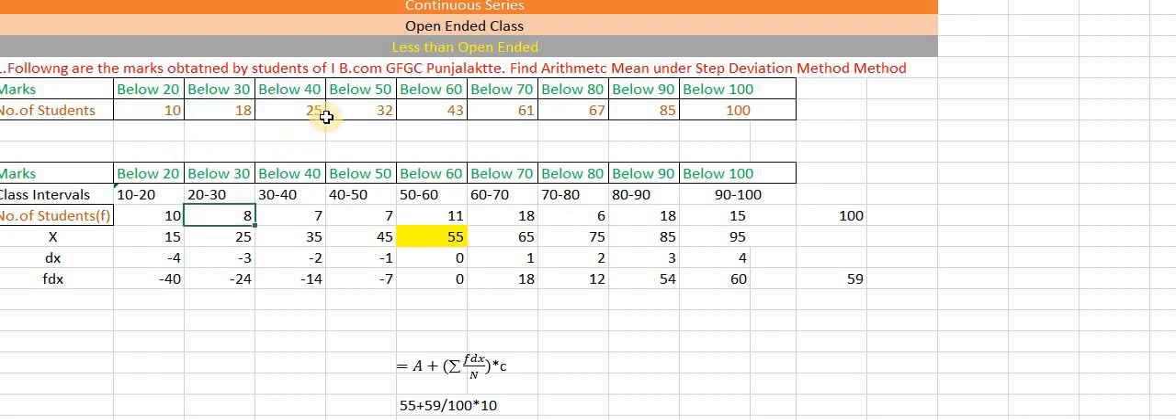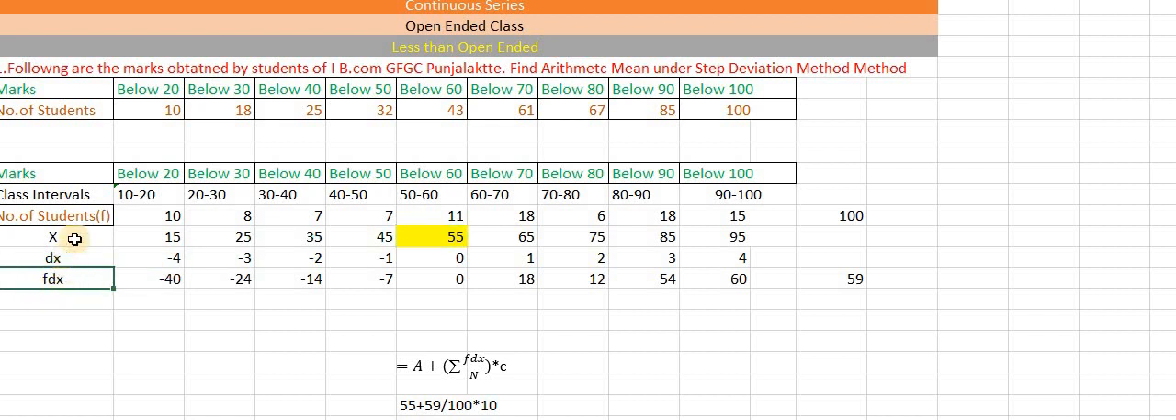18 minus 10 is 8, 25 minus 18, 7, 32 minus 25, 7. Like that we are going to find out the number of students or frequency for each individual class interval. After that we need to find out the x. X value is based on class interval, that is 10 plus 20 divided by 2, 20 plus 30 divided by 2. After that the dx calculation formula is x minus a divided by c.